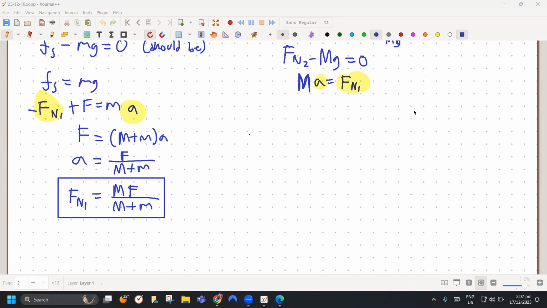Ayun. Tapos, ano ba yung frictional force? mg. Para manatiling static yung mg, yan yung actual friction na kailangan. Dapat mg must be less than or equal to mu s Fn. No, that's not always going to happen.